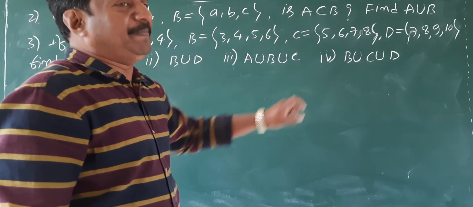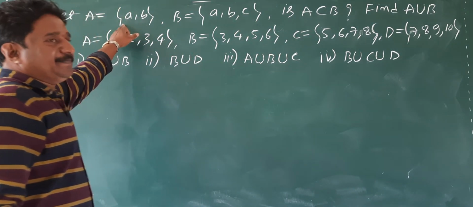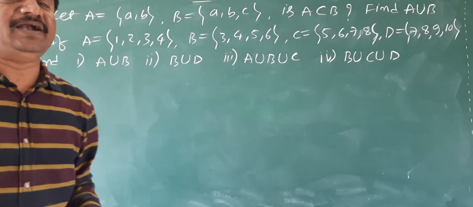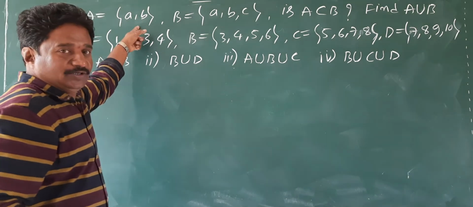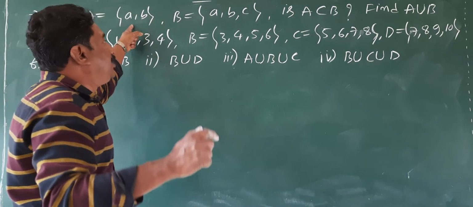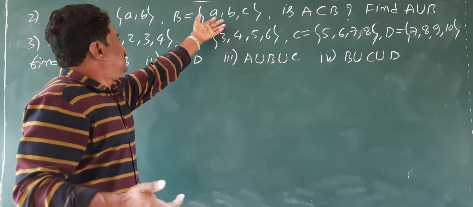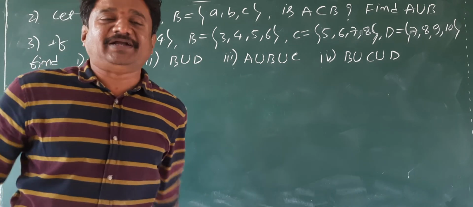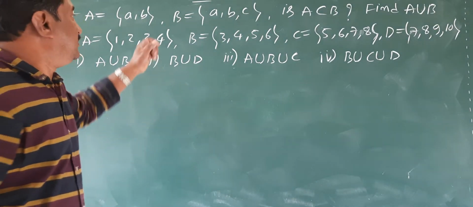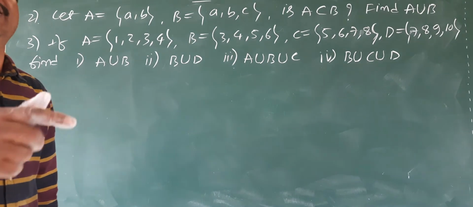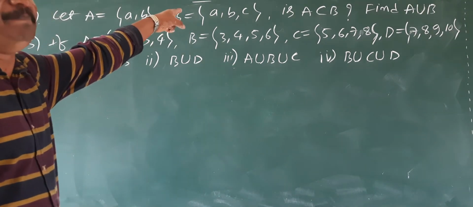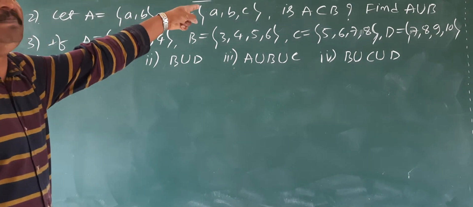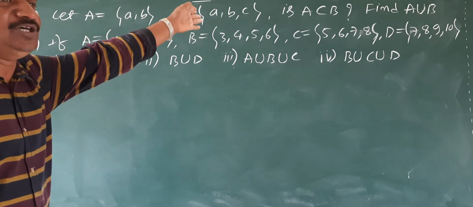Is A a subset of B? Is the set A part of that set B? Yes. Sub means part, it must be a part of it. A is a subset of B because all the elements of set A belong to set B.